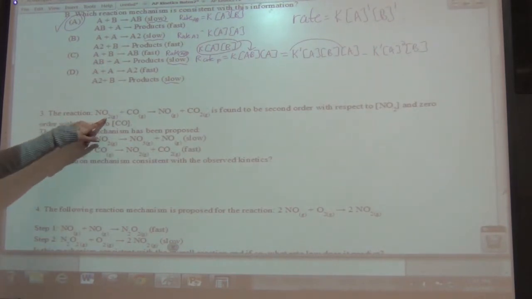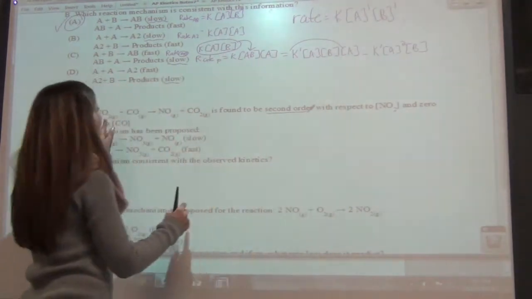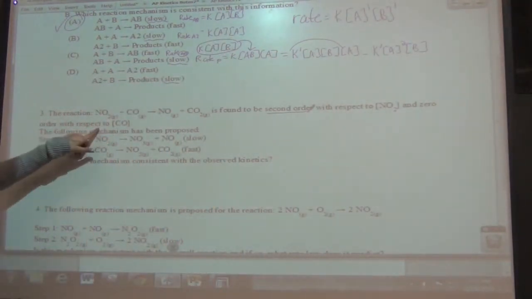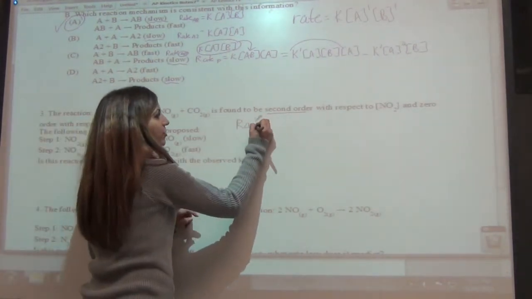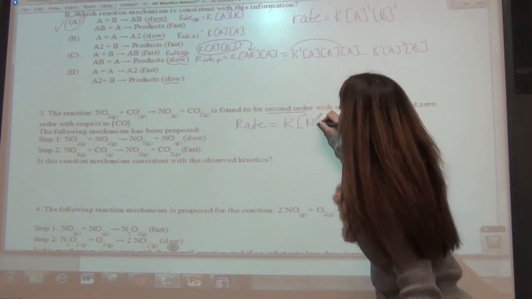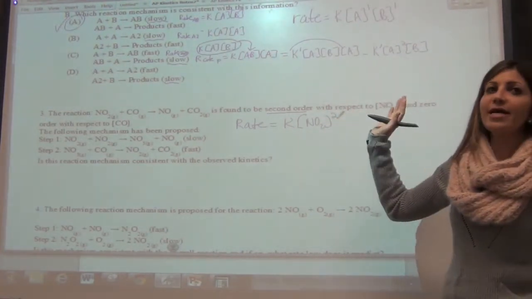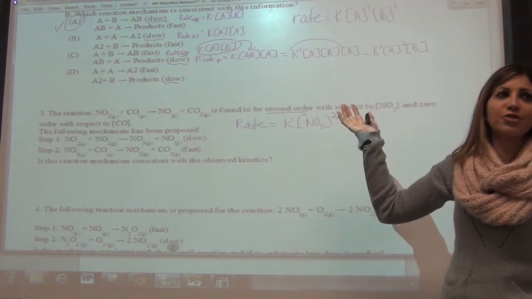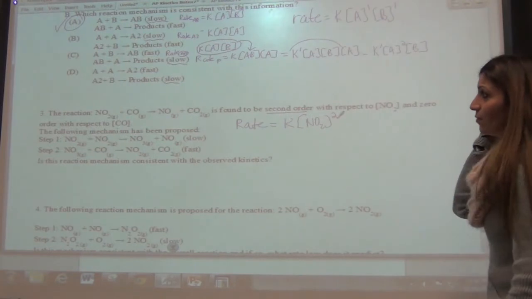So they're giving us this reaction, and it says that it's found to be second order with respect to NO2 and zero order with respect to CO. So how would you write your rate law? You would say that the rate is equal to what? K times NO2 squared times CO to the 0 power, which is equal to 1. So we don't have to write that one down, okay? So we're going to leave that one out.